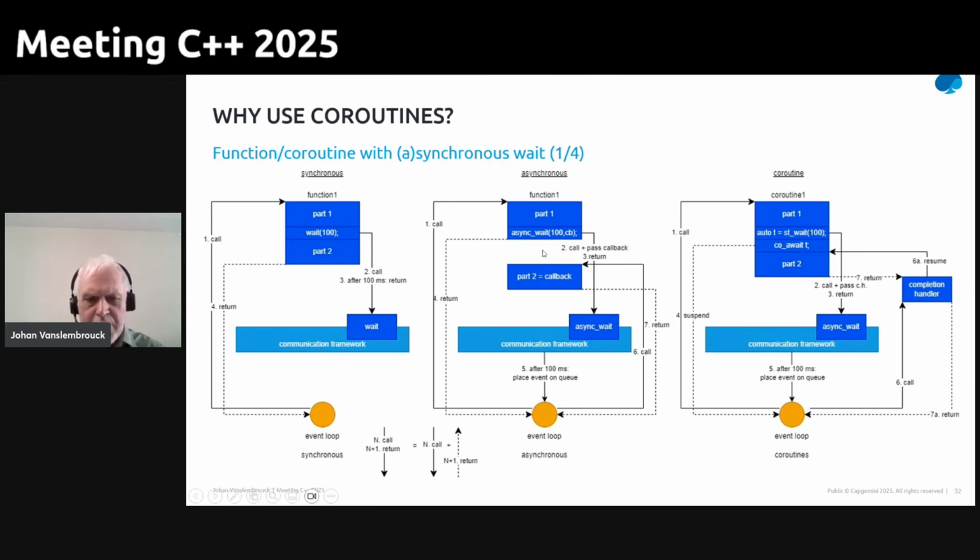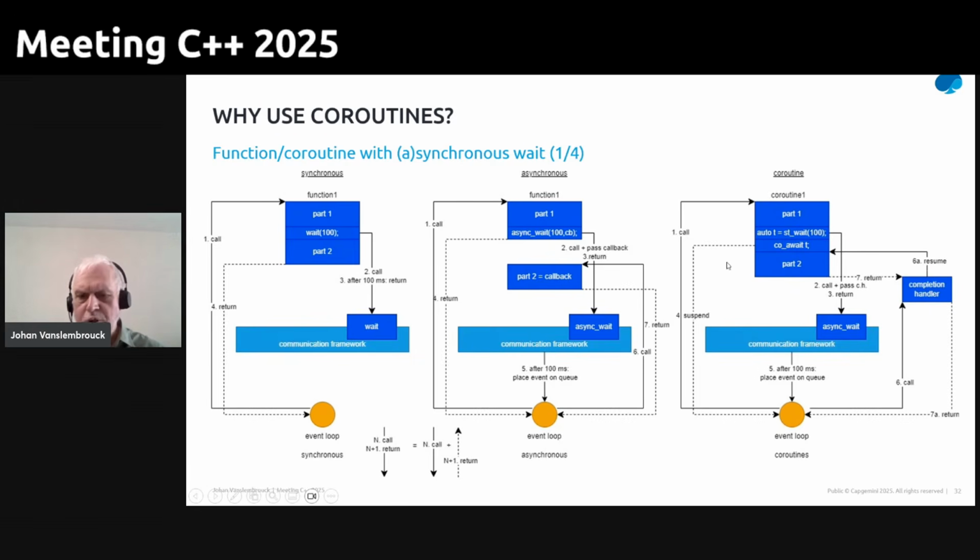But maybe the implementation is a little bit difficult because, well, it's still a simple one, but we had to split function one into two parts. Now, if you do it with coroutines, it's going to stay one block. We don't have to split it into two parts. It's one block, and you can even combine this into one line by writing co_wait st wait 100. The st stands for start wait, and this one is going to call async wait.